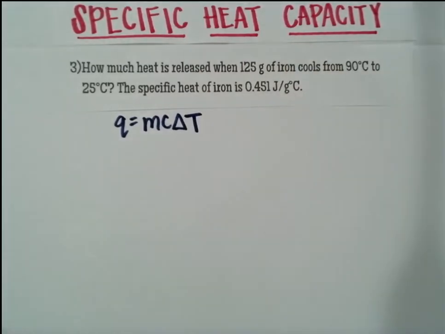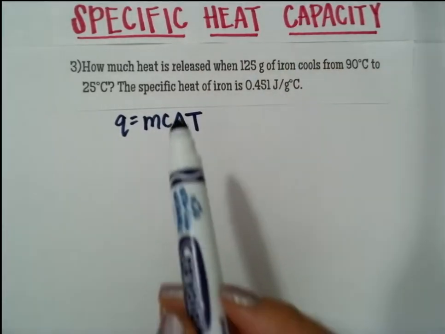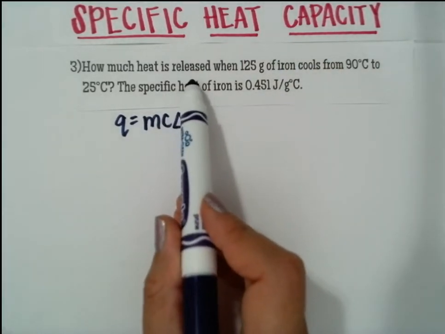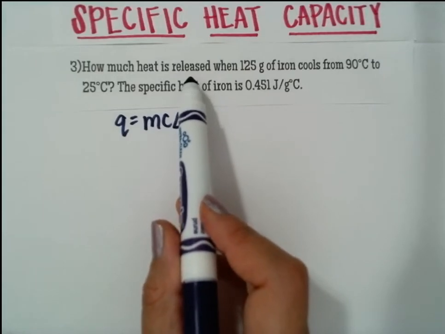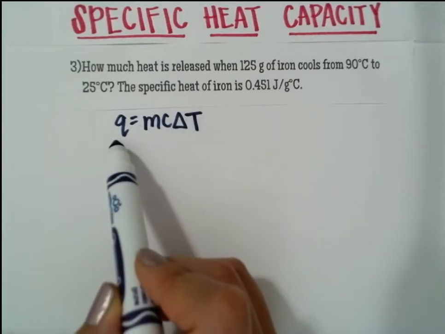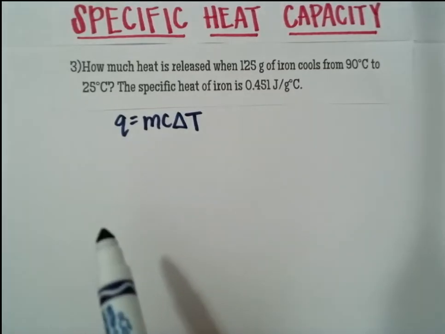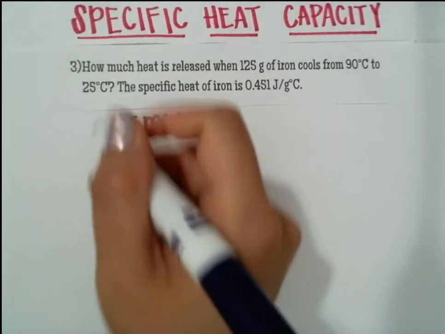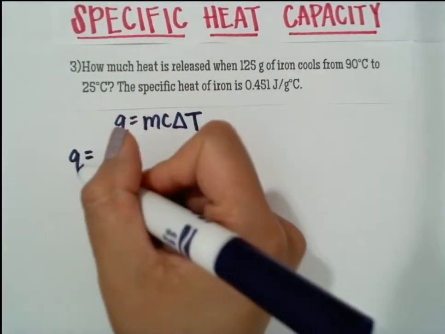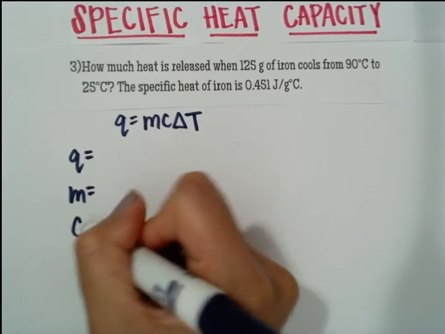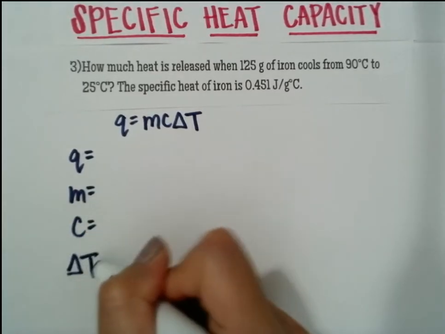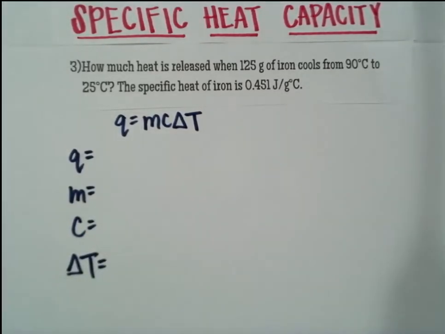Okay. The word that I want you to notice that is different here, it says released. How much heat is released? Okay, so what that means is my Q value now is actually going to be negative because that tells me it's an exothermic reaction and heat is being released. So let's just fill this out and you'll see how that works out, because our temperature change is actually going to become negative because we're cooling now.